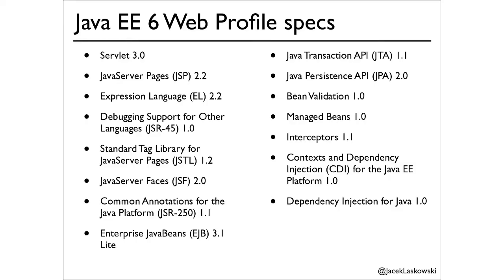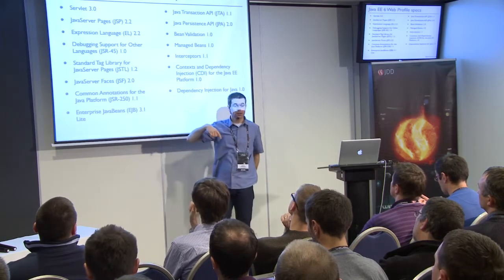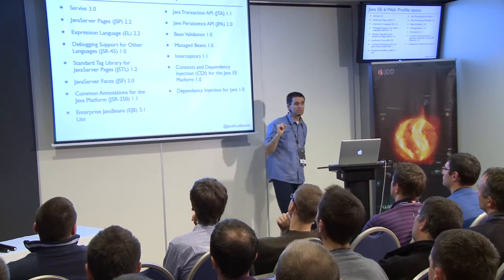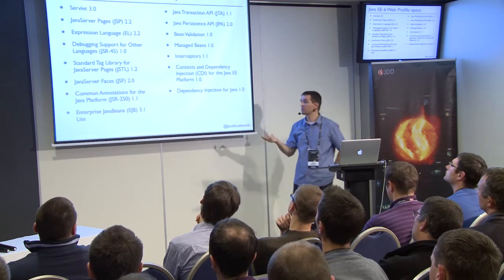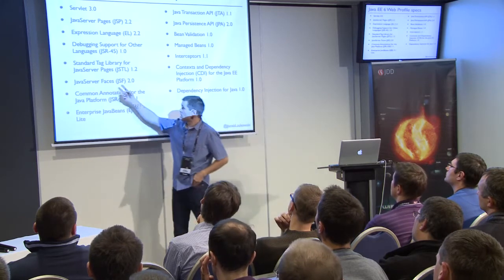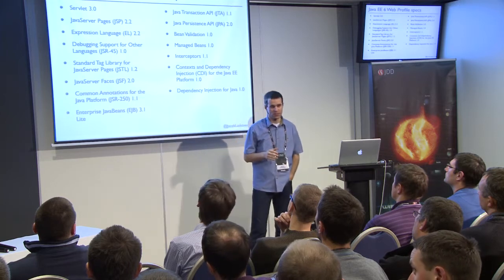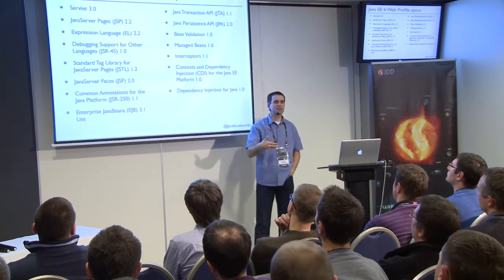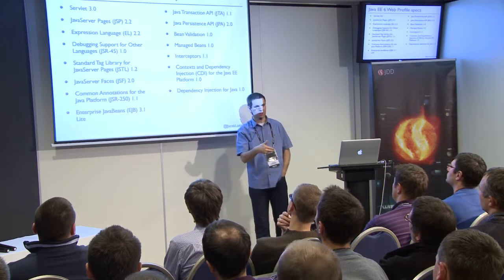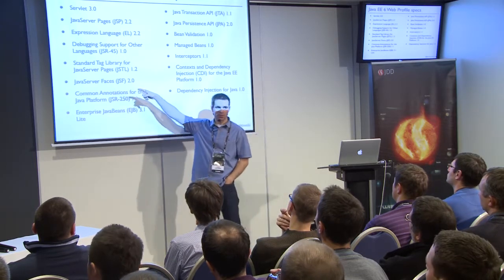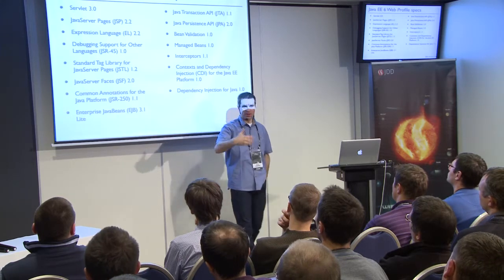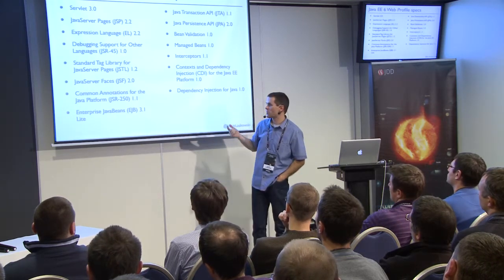Okay, so what specs belong to Java EE 6 web profile? As you see, there is a place for servlets and Java Server Pages, as offered by Apache Tomcat. But there is also Java Server Faces, which is not supported by Tomcat directly. You may add some jars, some additional projects, and have Java Server Faces supported by Tomcat, but it's not by direct installation of Apache Tomcat.